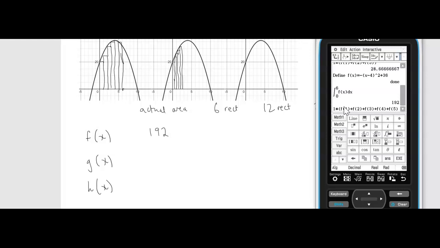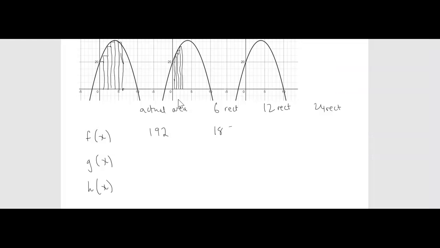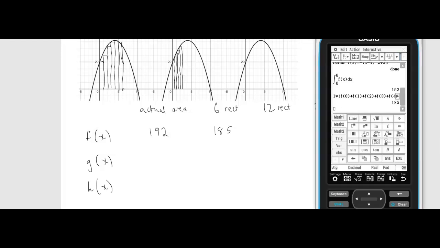Oh, I didn't do f of 0 at the very start. F of 0. All right, 0, 1, 2, 3, 4, 5. All right. So I get 185 with 6 rectangles. Now you can see it's also quite time consuming putting it into your calculator. So I probably wouldn't do this many rectangles.